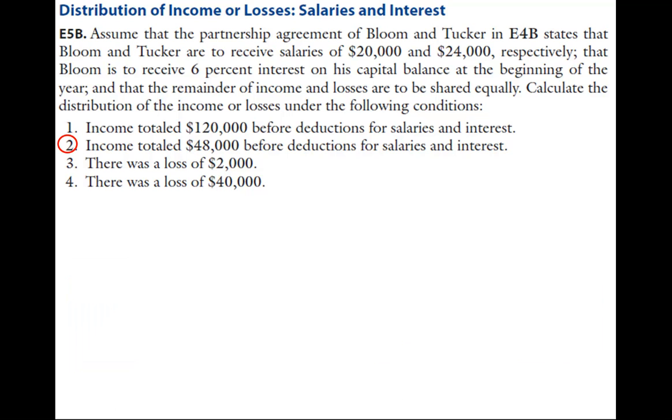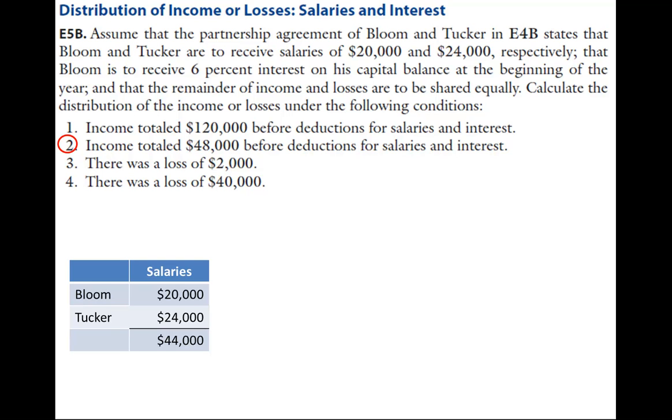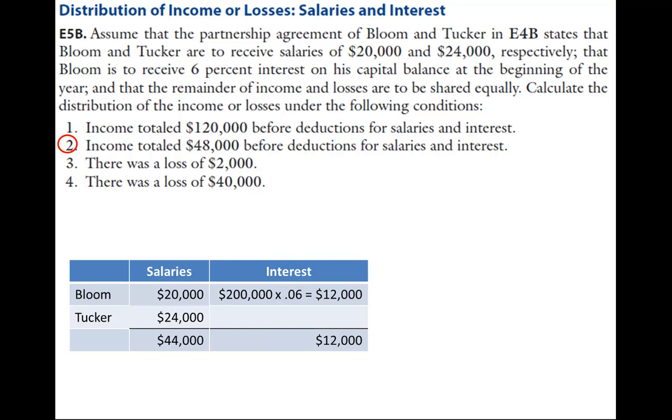In the next scenario, our income totaled $48,000 before deductions for salaries and interest. So we follow the process as we did in example 1. We give Bloom the $20,000 salary and Tucker the $24,000 salary. We then give Bloom the $12,000 in interest. And so at this point, our remaining income is actually negative. We have to go ahead and distribute the salaries and the interest. So now we have basically a loss of $8,000.